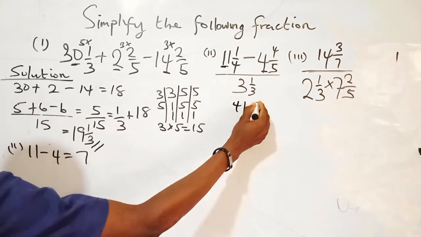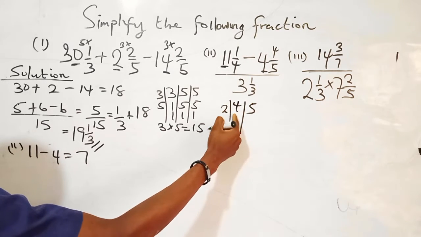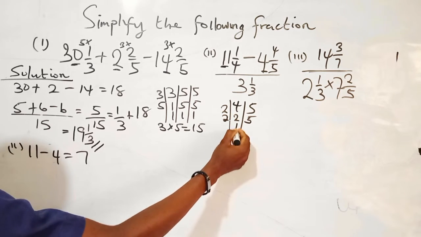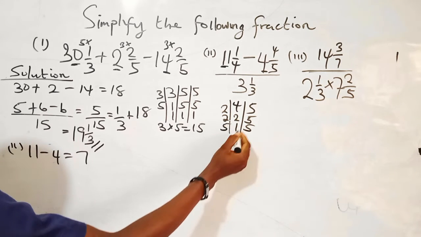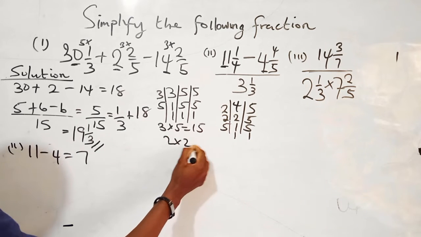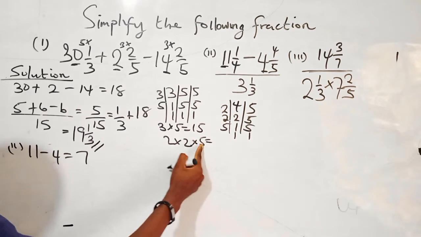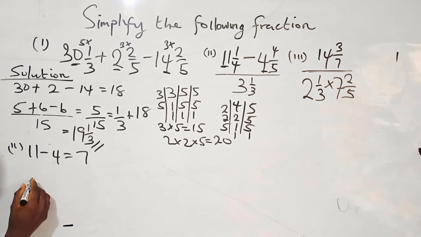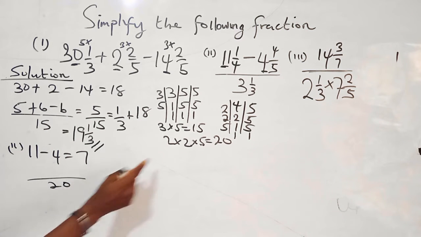When you try and check it, you have 2. 4 is 2 times 2, 5 is impossible. You can still use 2. This is 1. This is 5. You can still use 5. This is 1. This is 1. So when you multiply it, 2 times 2 times 5. 2 times 2 is 4. 4 times 5 is 20. So when you bring back the LCM, which is 20.